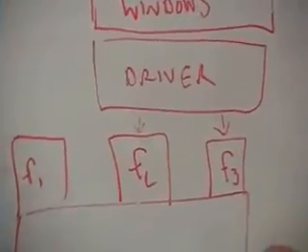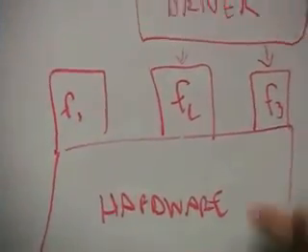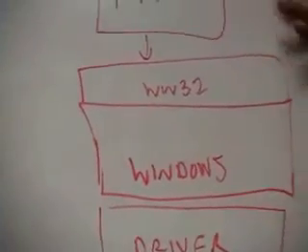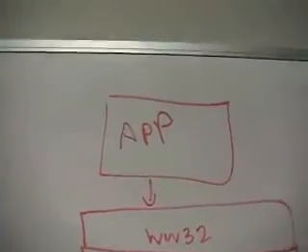So in the example Jason was citing, if you've got a digital camera that meets our MTP protocol standard, then our MTP driver will work with it. And then Windows talks to the driver, and then apps can go through our APIs to go use that functionality.